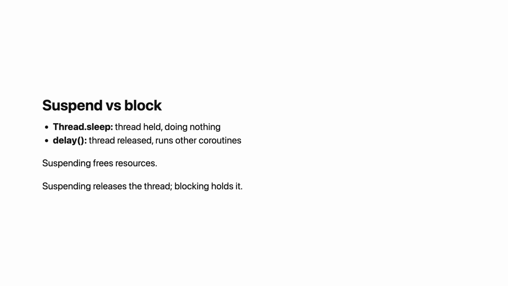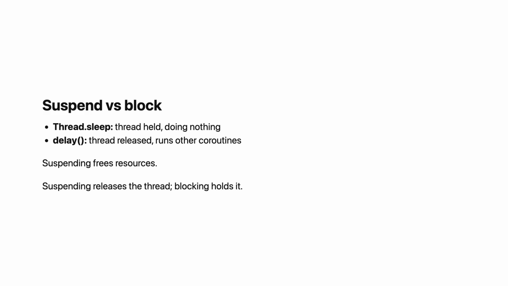Blocking ties up a thread. Thread.sleep blocks. The thread does nothing. Suspending frees the thread. Delay suspends. The coroutine waits, but the thread works. This matters for scalability. A server with one thread per connection blocks on I/O. With coroutines, one thread handles many connections, suspending while each waits for I/O.